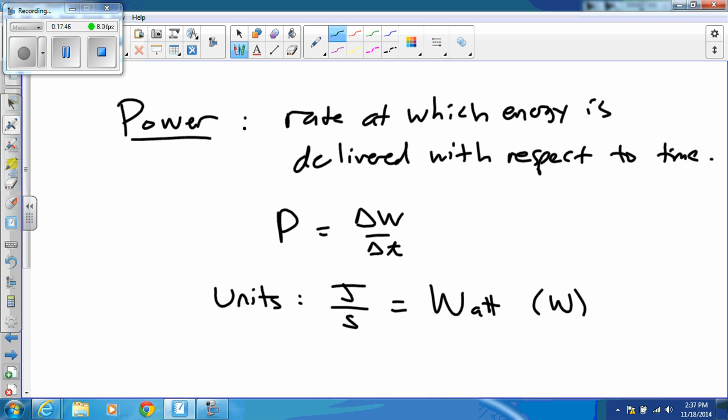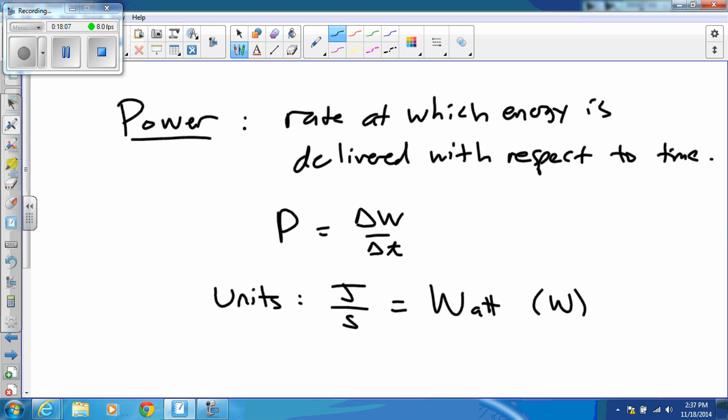There's also a unit of power called horsepower. And in your reading, you will discover how many watts a horsepower is. Horsepower is just another unit of power.